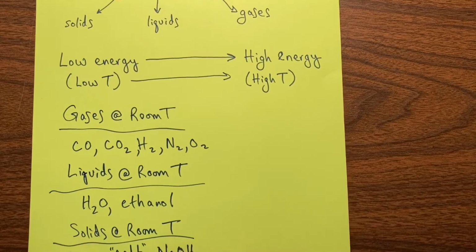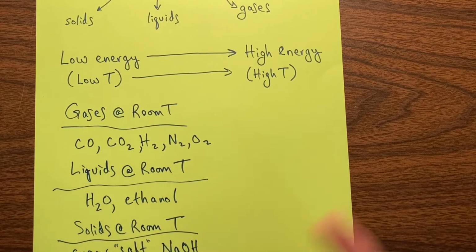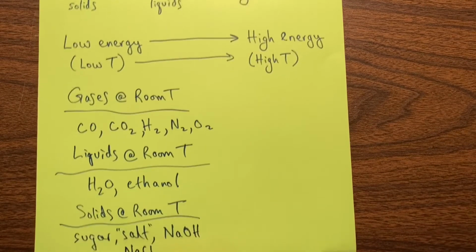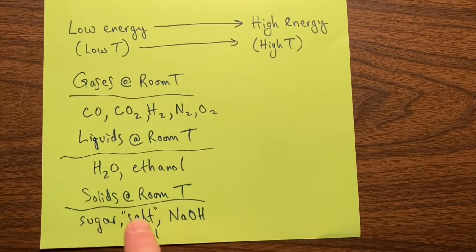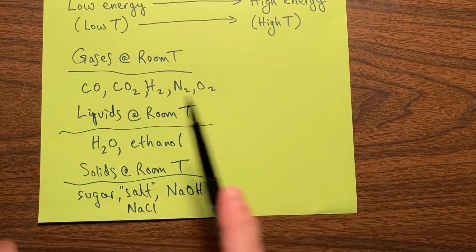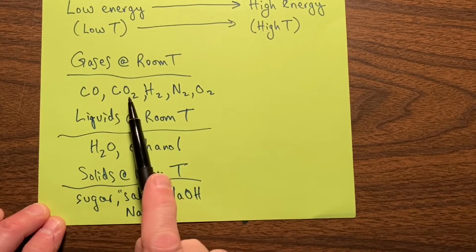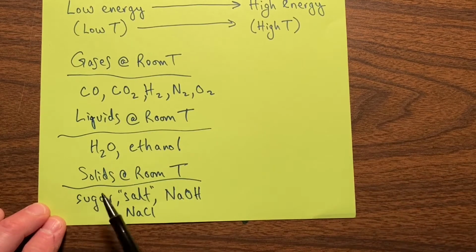But just because something is a gas here doesn't mean it's a gas somewhere else. Things that are solids at room temperature generally are larger molecules. So sugar is made of the same elements as CO2 and hydrogen, but it's just a larger molecule.